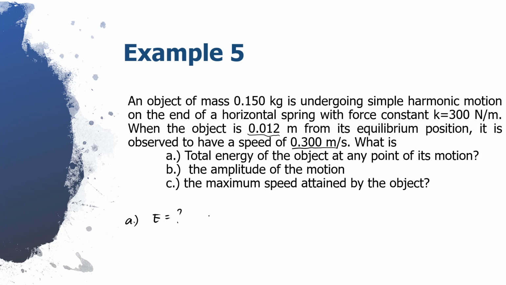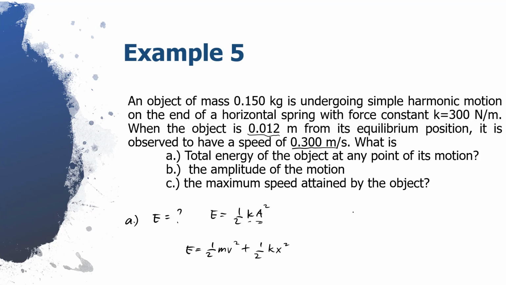And we know the expression of energy can be expressed as 1/2 kA squared. But take note, k is given, but the amplitude is unknown. So we cannot use this equation. Instead, we can use the total energy as the sum of kinetic energy and potential energy. So E is equal to 1/2 mv squared, this is the kinetic energy, and the potential energy is 1/2 kx squared.